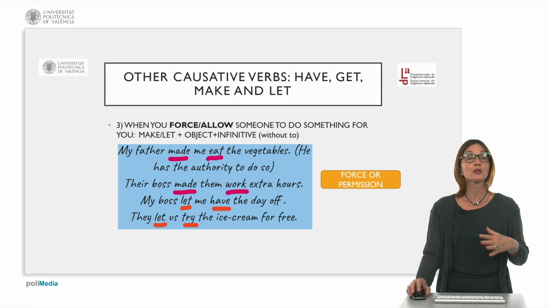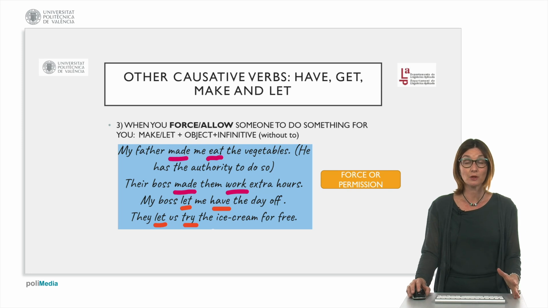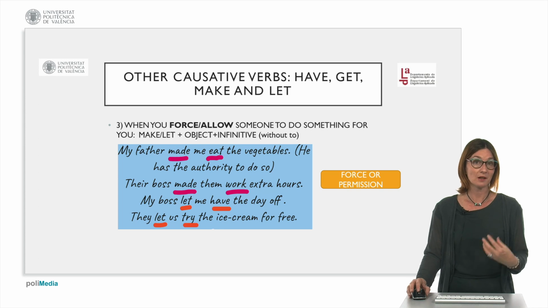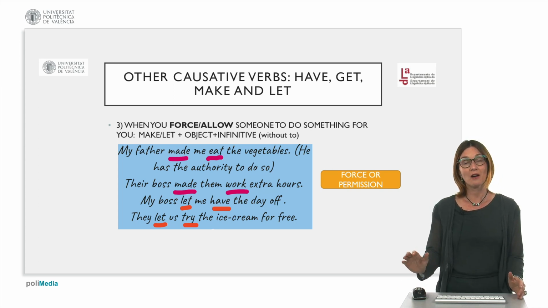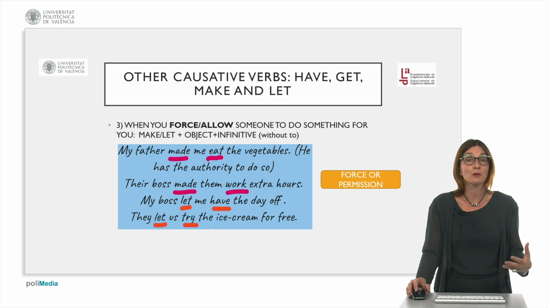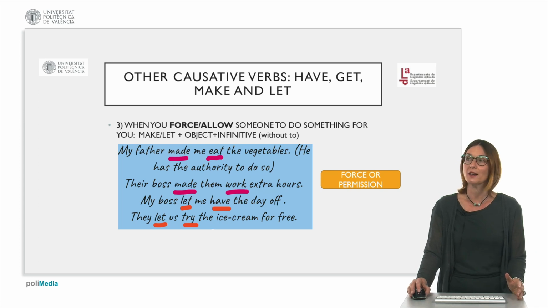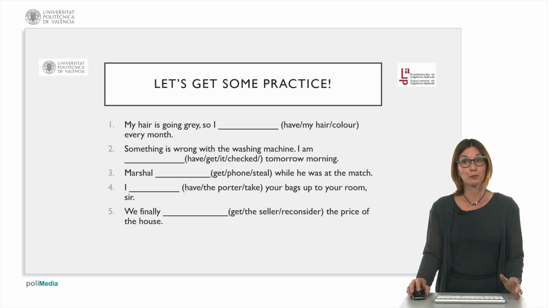Right, so to recap before we finish, just remember that we can use the causative verbs in English in different structures. On the one hand, we have the get and have something done, when somebody does something for us, we normally pay them to do that. And then we also have these other causative verbs to indicate that we have the authority, that we can make things happen. Right. So now we're going to get some practice.